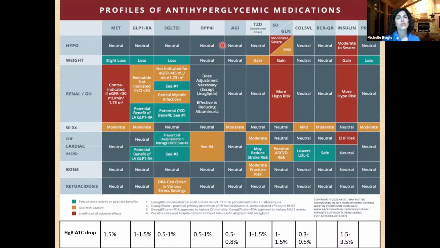They're weight neutral and hypoglycemia neutral, so they will not cause hypoglycemia. There is some dose adjustment that's due for the kidneys, but nothing that's significant, and they really don't have any significant cardiovascular benefit as far as outcomes data. And here's where you see, compared to its sister counterpart of a 1 to 1.5% drop, we're really only getting a 0.5 to 1% drop.